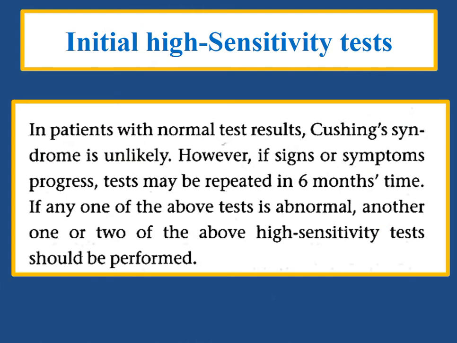In patients with normal test results, Cushing syndrome is unlikely. However, if signs or symptoms progress, tests may be repeated in 6 months' time. If any one of the above tests is abnormal, another 1 or 2 of the above high-sensitivity tests should be performed.